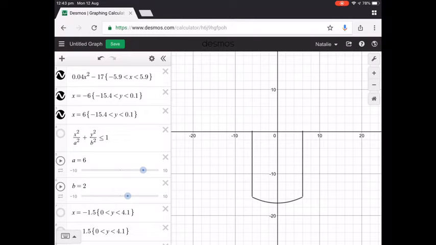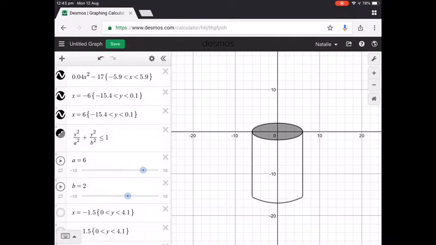I then added two vertical lines with the equations x equals minus 6 and x equals 6, and I also restricted it from negative 15.4 to 0.1, as I wanted it to not be too close to the origin.